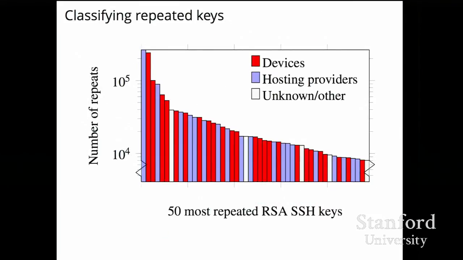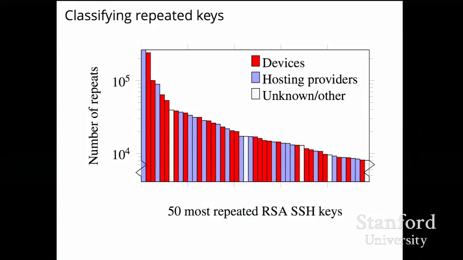Okay. So here, if you look at the most commonly repeated keys on the internet, this is the 50 most commonly repeated RSA SSH keys. And you just say, what is their banner? What IPs are they being served from? Can we identify why these keys are repeated? Here's something like what you see.